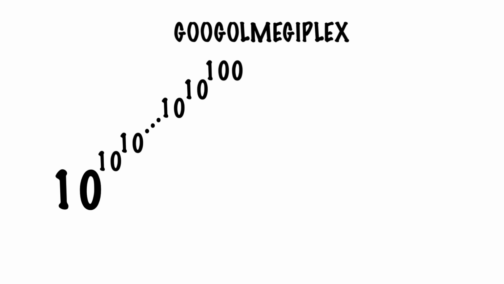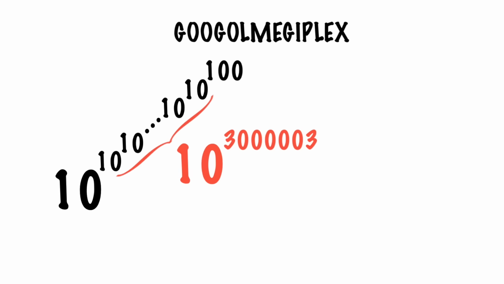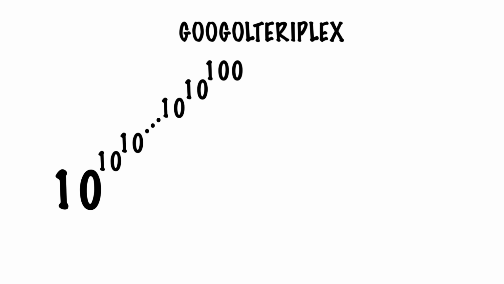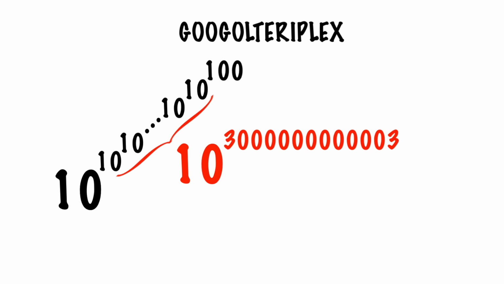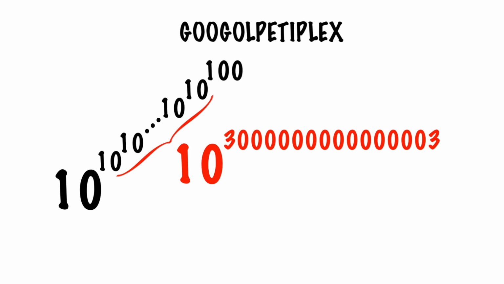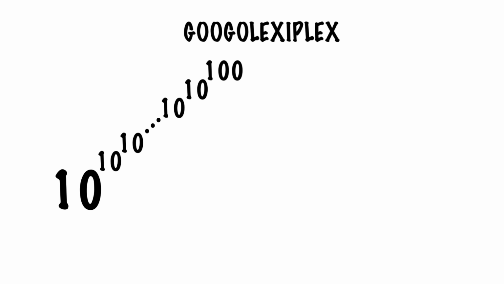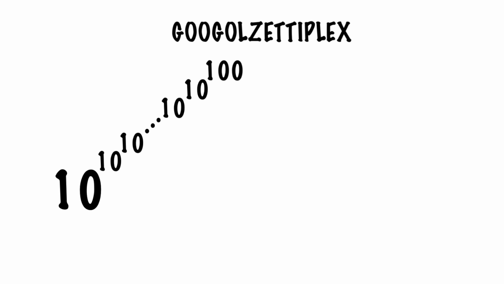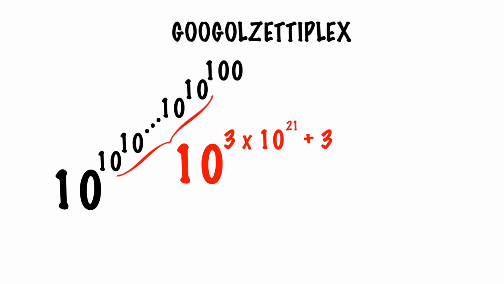A googolmegiplex, a number with a micrillion tens between the base of the tower and its peak. A googolgigiplex, a number with a nanillion tens between the base of the tower and its peak. A googolteriplex, a number a pikillion tens tall. And then a number that is a femtillion tens tall is a googolplex.